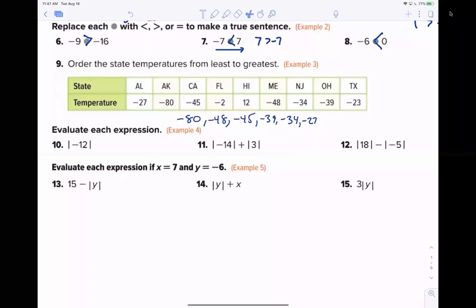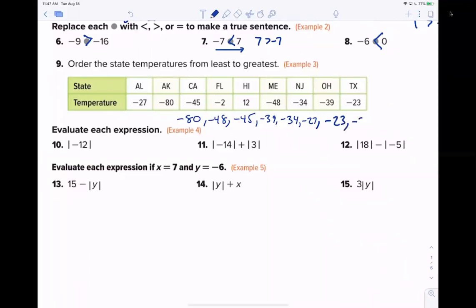And then after -27, you said -23, then what? -2. Then what? And +12. All right, now I'd like to count. 1, 2, 3, 4, 5, 6, 7, 8, 9. 1, 2, 3, 4, 5, 6, 7, 8, 9. So I know I did them all. Does everybody agree with that? Nice, right? Any questions? Thank you. That was a good job.